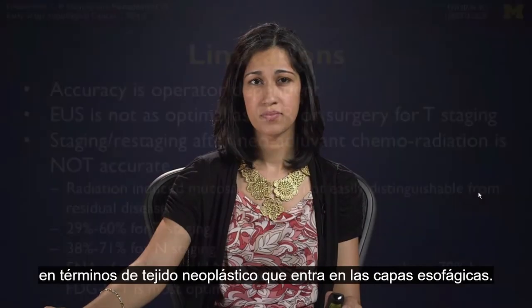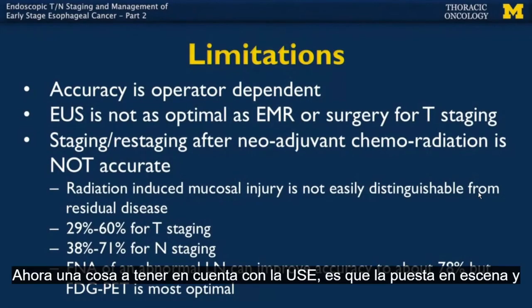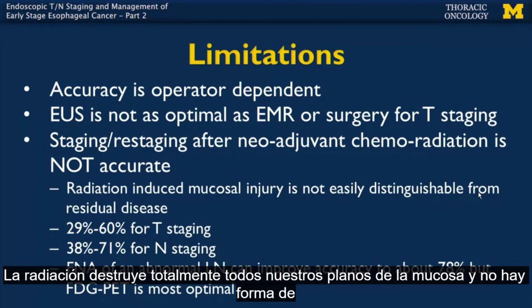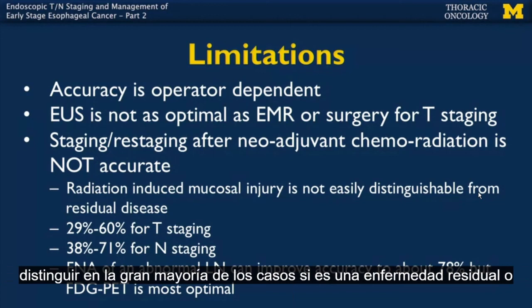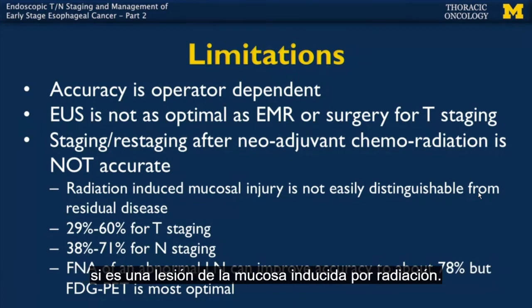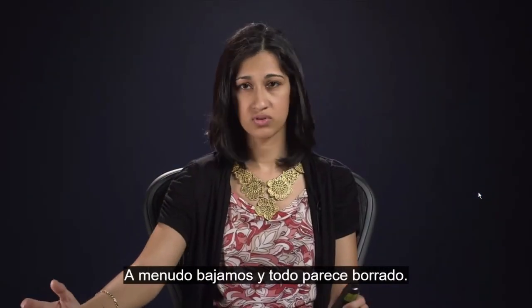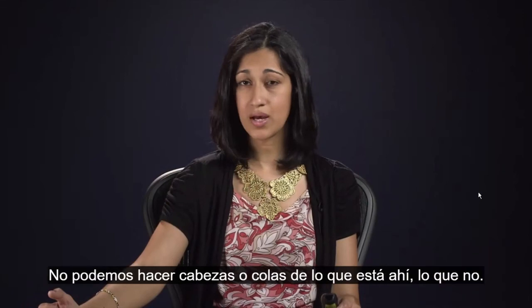Now, one thing to keep in mind with EUS is that staging and restaging after neoadjuvant chemo and radiation is not accurate. Radiation totally destroys all of our mucosal planes, and there's no way for us to distinguish in the vast majority of cases whether it's residual disease or radiation-induced mucosal injury. Oftentimes we go down and everything just looks obliterated. We can't make heads or tails of what is there or what's not.